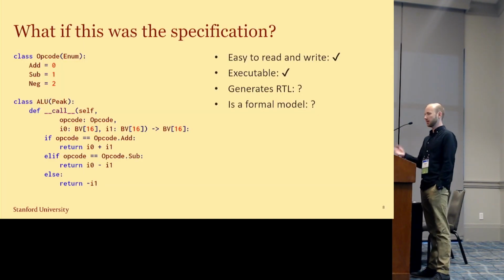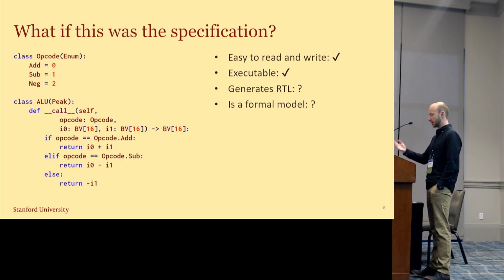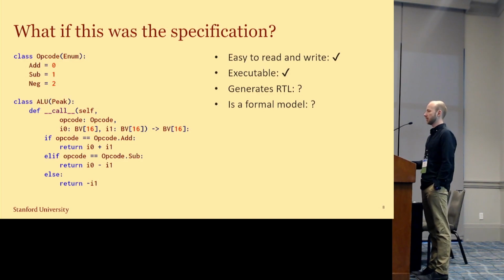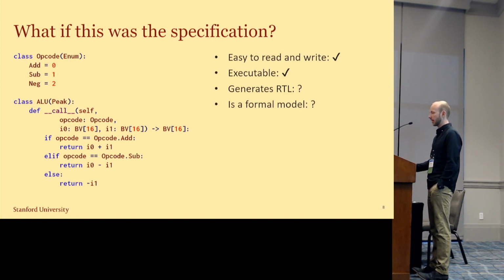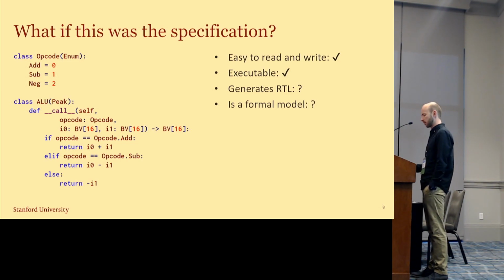Here I'm showing some PEak code on the left. It looks like just regular Python, right? There's a class at the top that defines an opcode. That's an enum type. It has three different potential values, add, sub, or negate. And below that, there's an ALU class. This inherits from PEak and has a call method. This call method defines the inputs and the outputs of this ALU. So we have an opcode of the type defined above, and two inputs, I0 and I1, which are of type BV16. We also define that it has one output.